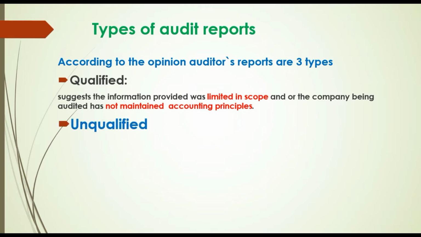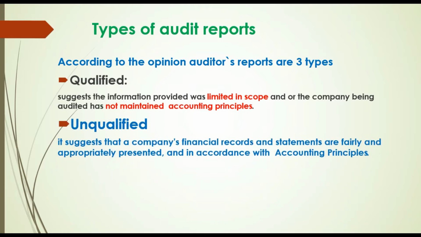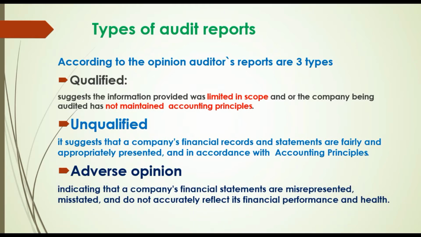Number 2, unqualified opinion. It suggests that a company's financial records and statements are fairly and appropriately presented and in accordance with accounting principles. Number 3, adverse opinion. Indicating that a company's financial statements are misrepresented, misstated, and do not accurately reflect its financial performance and health.